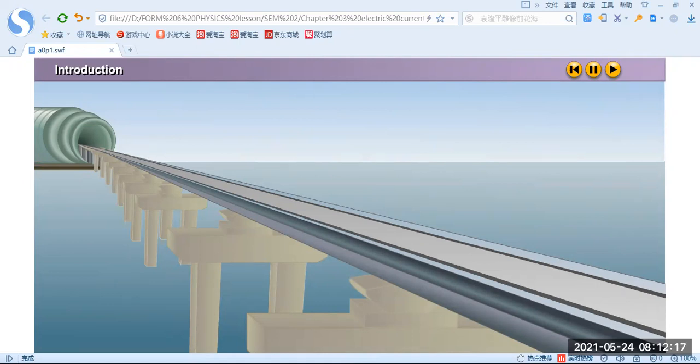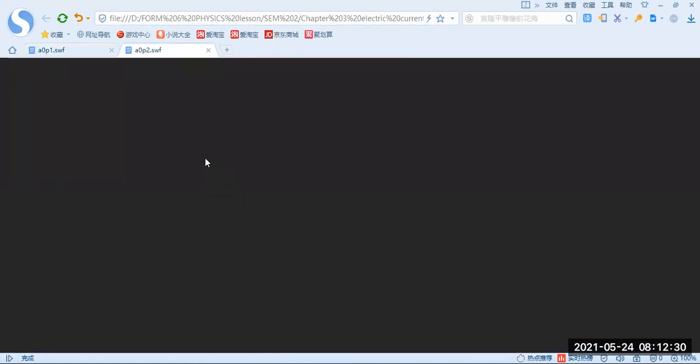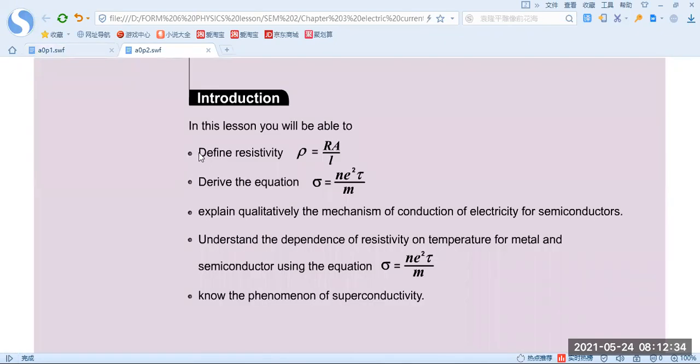Ladies and gentlemen, the objectives for today's lesson are, let's go to the next slide first. The objectives of today's lesson: in this lesson, you will be able to define the resistivity and derive the equation; explain qualitatively the mechanism of conduction of electricity in a semiconductor; understand the dependence of the resistivity on temperature for metal and semiconductor using the equation; and the final objective, know the phenomenon of superconductivity.